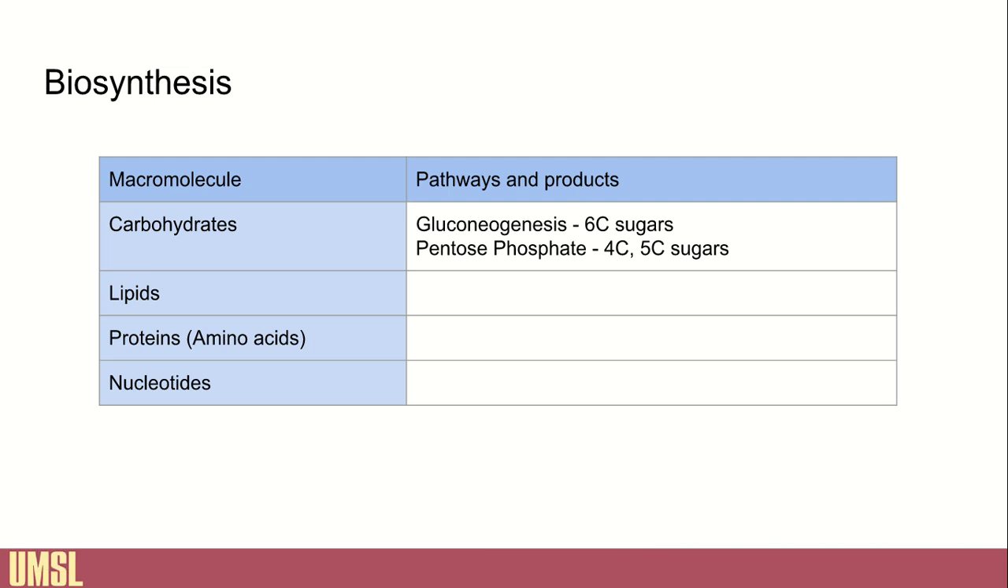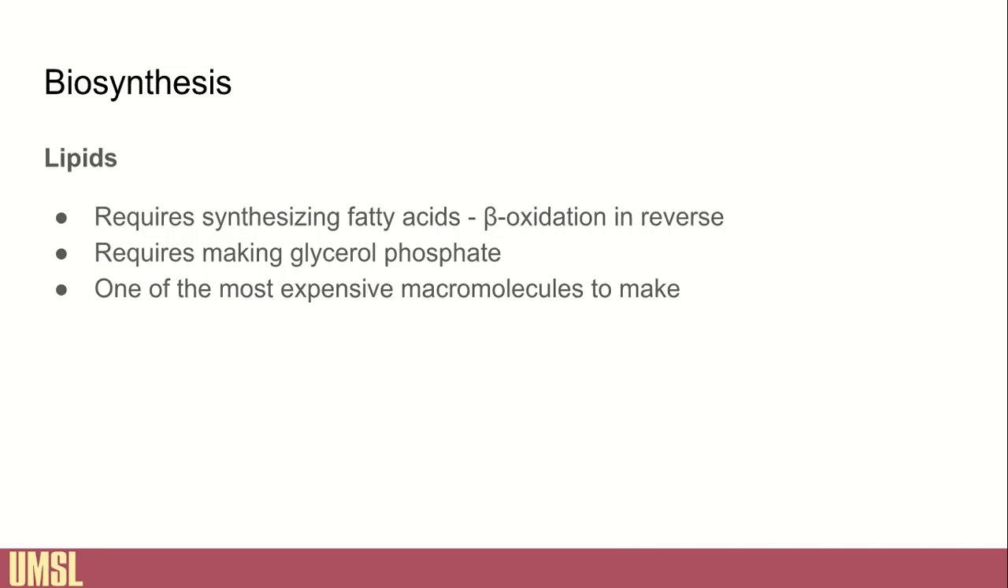lipids are made. So, if we think about lipids, essentially it requires synthesizing fatty acids, and we'll see that that is essentially beta oxidation in reverse, and it requires making glycerol phosphate. And so glycerol phosphate is something we can make readily from gluconeogenesis or right off of glycolysis, and it's actually one of the most expensive macromolecules to make.